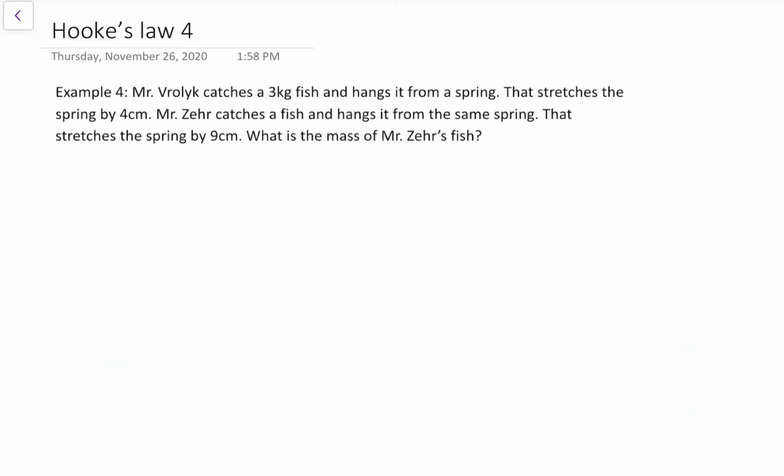I wanted to show you this one because there's a slightly different way we can do it. If we doodle a little picture, we got a spring, we hang a fish on the end, poor fish. Kind of like the suitcase question, gravity's pulling this thing down. The spring is pulling it back up. If it's just hanging there, it's a balanced forces situation.